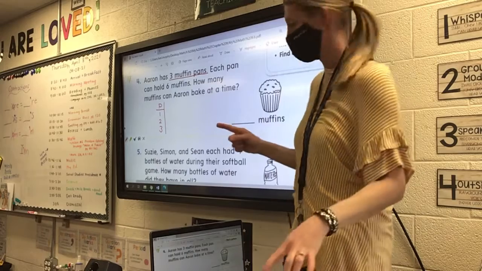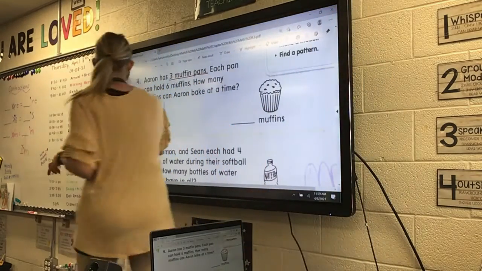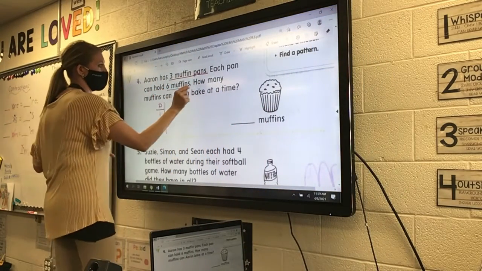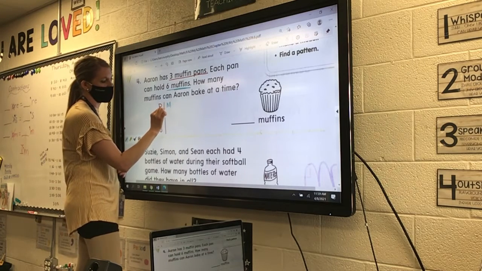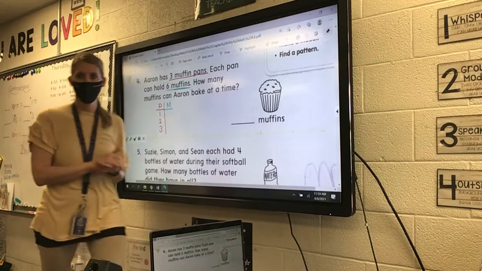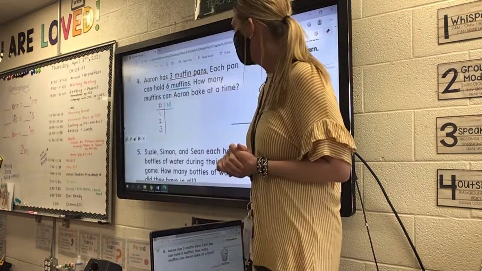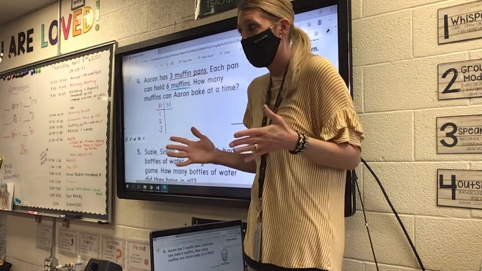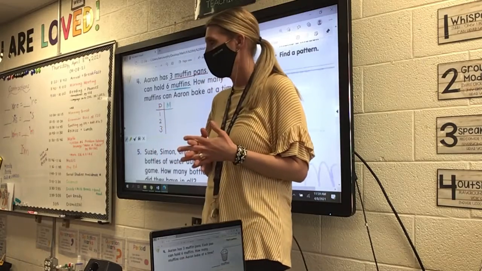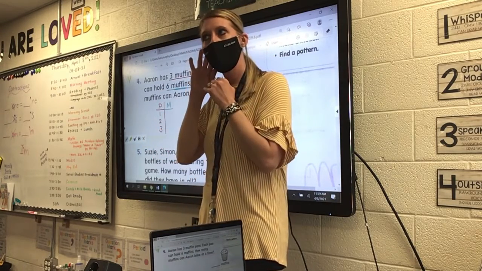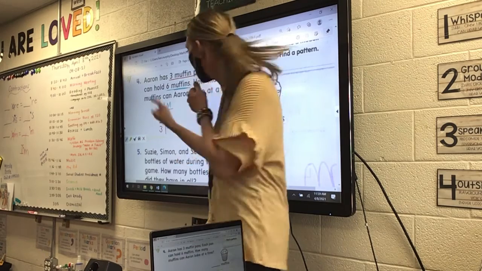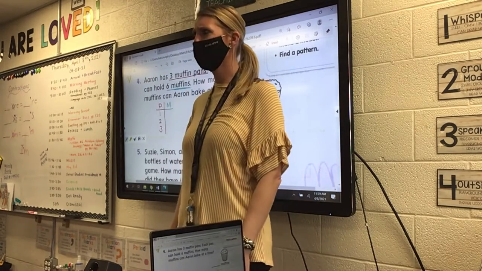Now, if you have a pan, how many muffins can this pan hold? Aria? 6. Okay. So now I'm going to underline 6 muffins. And over here I'm going to put an M for muffins. And I'm going to draw a little line. Now, we have to figure out these numbers. So the first pan has how many muffins, everybody? 6.